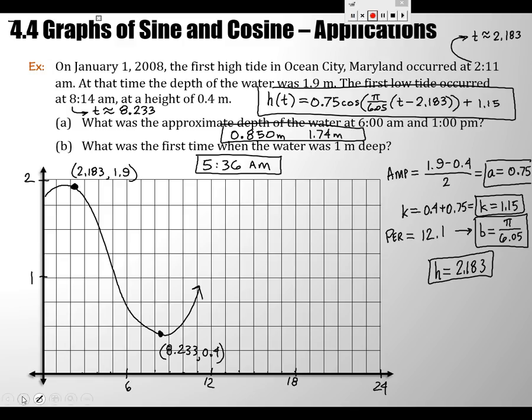Okay. Do you have anything else to say about that problem? Well, again, the powerful thing is having the model, right? Once you have that model, we can ask you all sorts of questions. When's the third time the water is 1.5 meters deep or something? We can ask anything once you have the model.